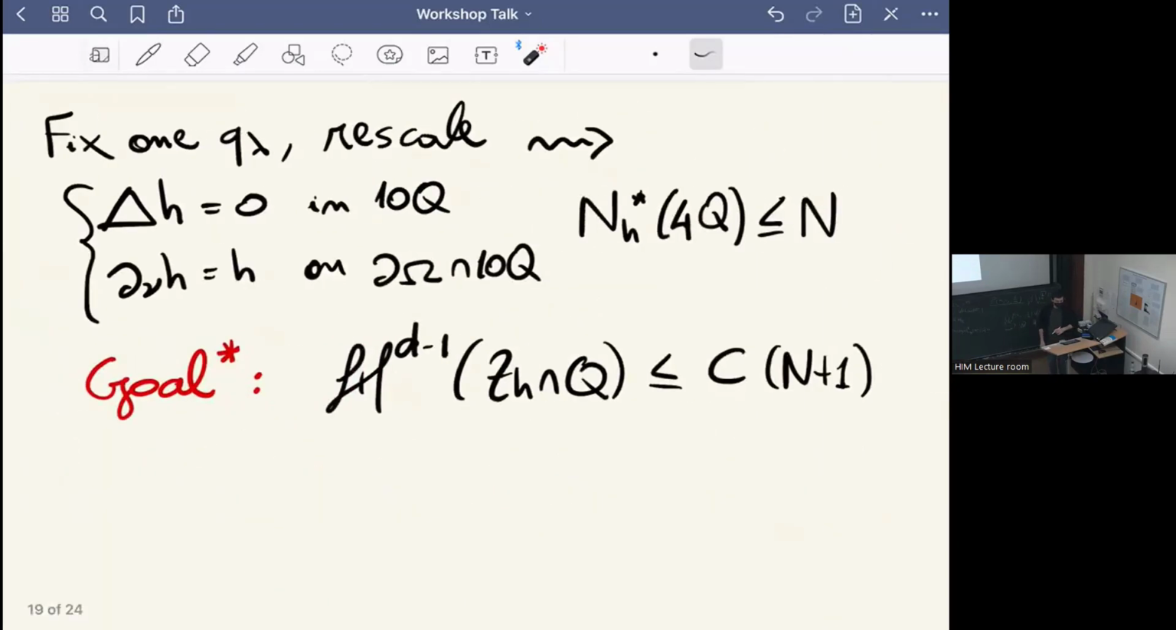Okay, let me just rescale the problem because I think it's a bit more clear. So I take one of these cubes, I bring it to unit scale. So the problem I'm left with is I'm trying to study a harmonic function in an enlargement of the cube with its normal derivative equal to the function on the portion of the boundary inside the cube. And maybe I should call this omega tilde because I rescaled this so the domain has changed, but it has only gotten better. So it's not too important. And the estimate that I want to get is, again, that the d-1 Hausdorff measure of the zero set of h in this cube is bounded by a constant times the doubling index plus 1.